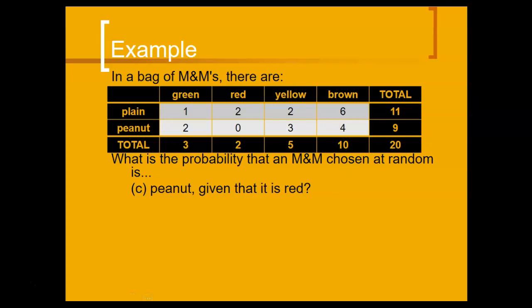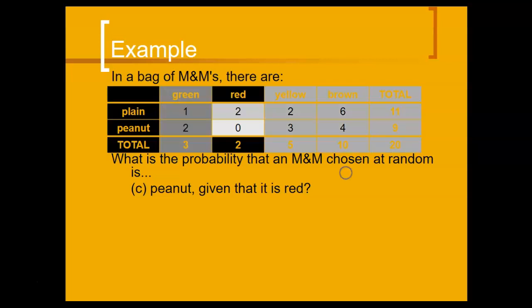What's the probability that an M&M chosen at random is peanut given that it is red? So given that it's one of the red ones, the probability that it's peanut would be 0 out of those 2, or just 0. If it's red, it can't be peanut because there aren't any peanut M&Ms among the red ones.